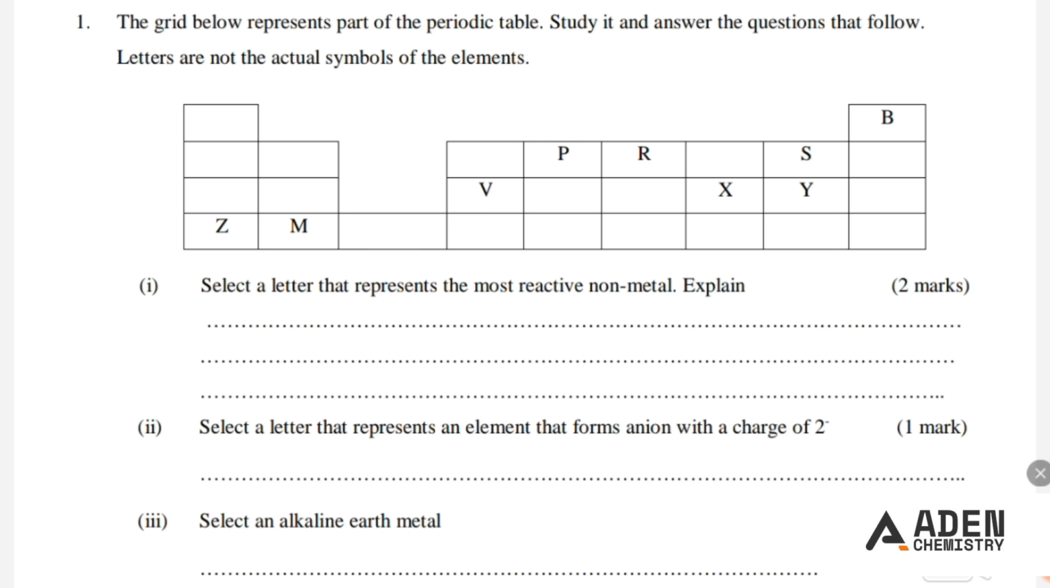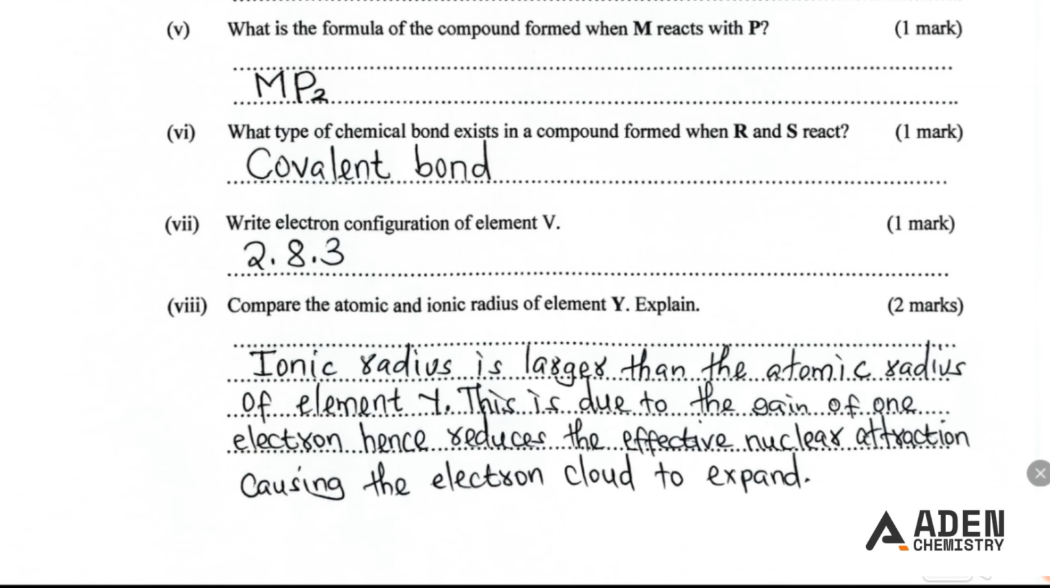We have fluorine, chlorine. So what have we said about the comparison of the atomic and ionic radii of halogens? We say the ionic radius is bigger than the atomic radius of halogens. The reason is the gain of that 1 electron. Let's check the answer. We are going to start with Roman 7. We are to write the electronic configuration of V, and we said it is 2, 8, 3. Then the comparison: the ionic radius is larger than the atomic radius of element Y. Reason, this is due to the gain of 1 electron, which reduces the effective nuclear attraction, causing the electron cloud to expand. That is the reason why the ionic radius is bigger than the atomic radius of element Y.